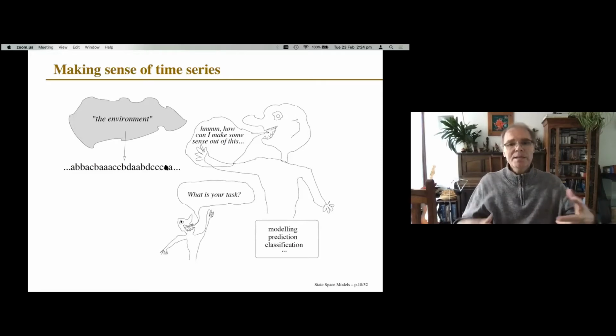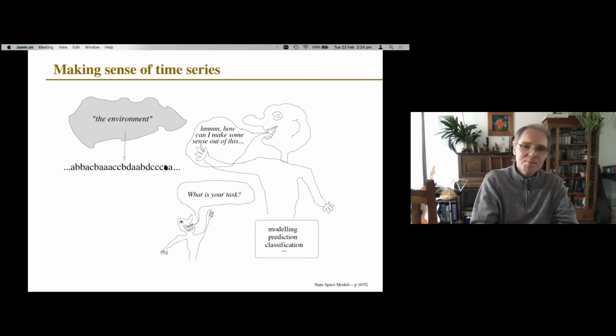So this is the environment, whatever it is, and it is generating these long sequences for us. And now we need to make some sense of this. But the crucial thing that people forget about is that the first question should be, what do you want to do? Do you want to model the system, or do you want to make a prediction? Do you want to classify the sequences, the time series that come out?